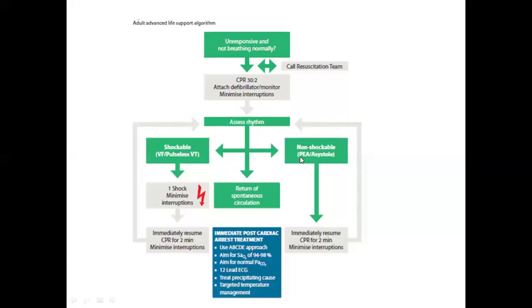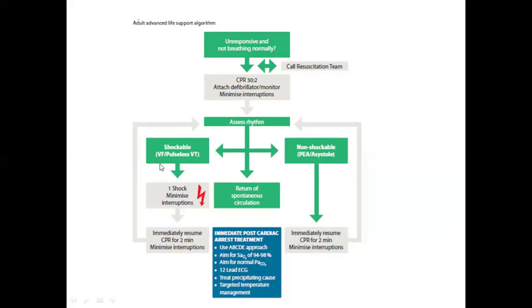PEA means pulseless electrical activity. That means electrical activity is there, but there is no sufficient cardiac contractility. Asystole means there is no electrical activity and no contractile element as well, right?